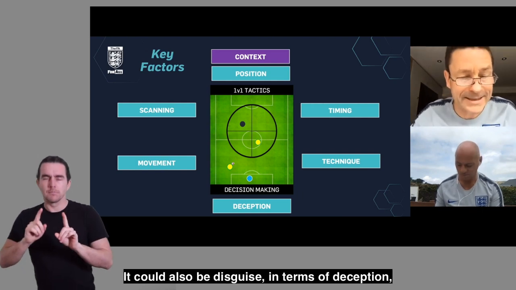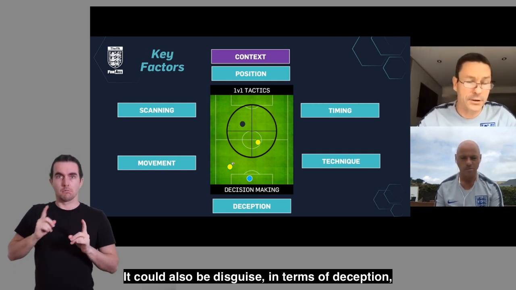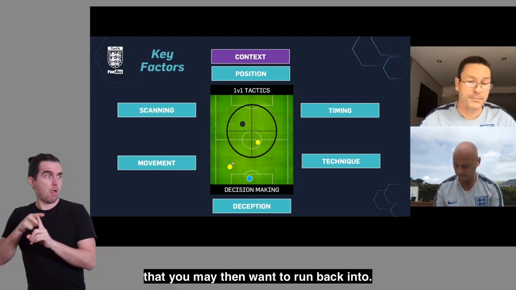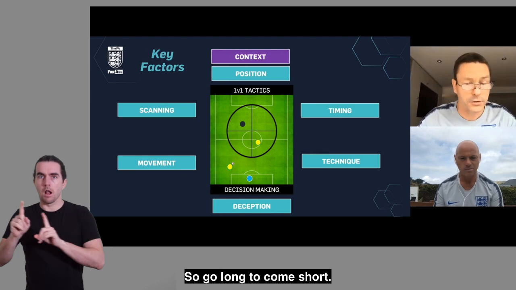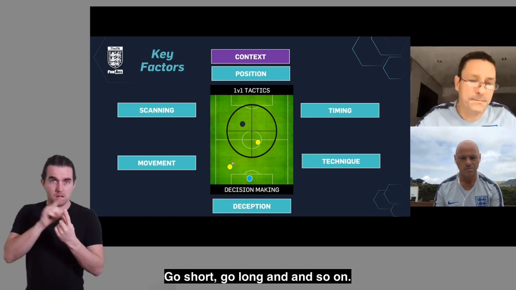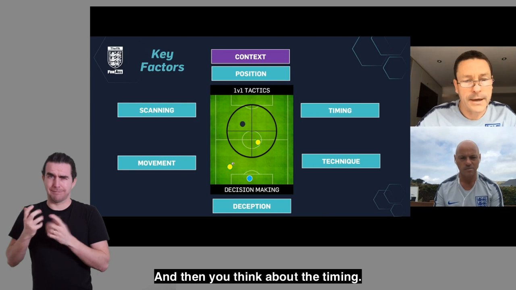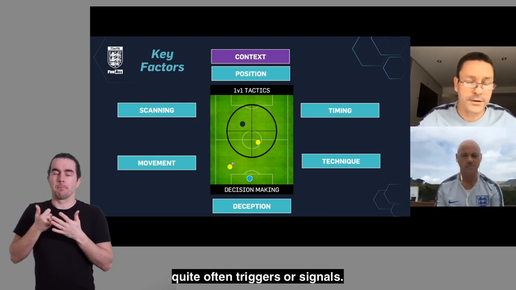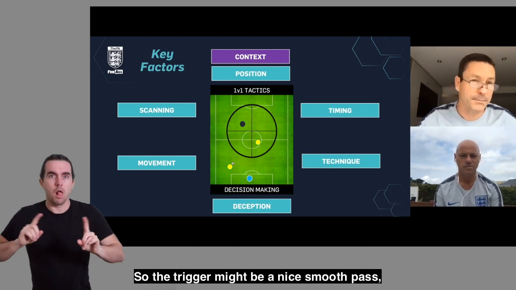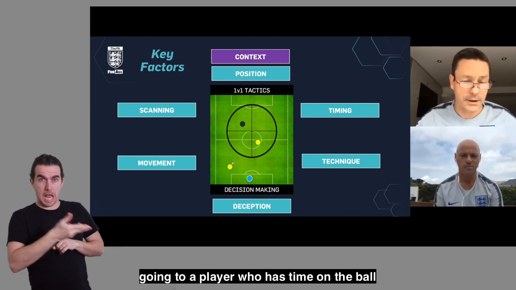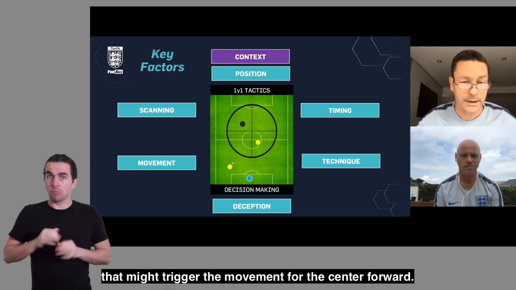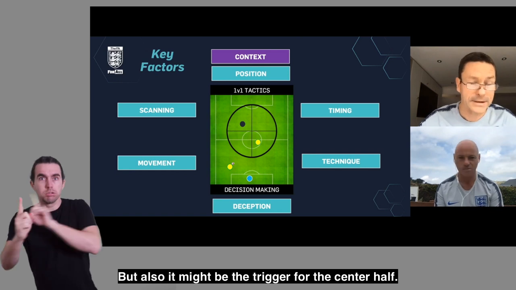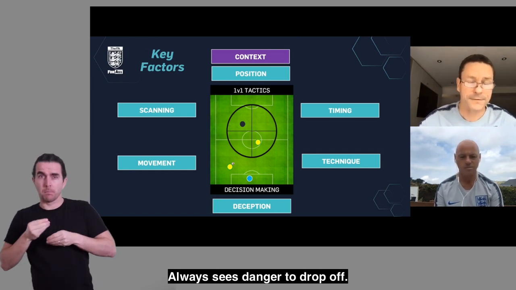It could also be disguise in terms of deception, in terms of you make one run to move the defender out of a space that you may then want to run back into. So go long to come short, go short to come long, and so on. And then you think about the timing. The timing would be quite often triggers or signals. So the trigger might be a nice smooth pass going to a player who has time on the ball. That might trigger the movement for the centre forward. But also it might be the trigger for the centre half who sees danger to drop off.